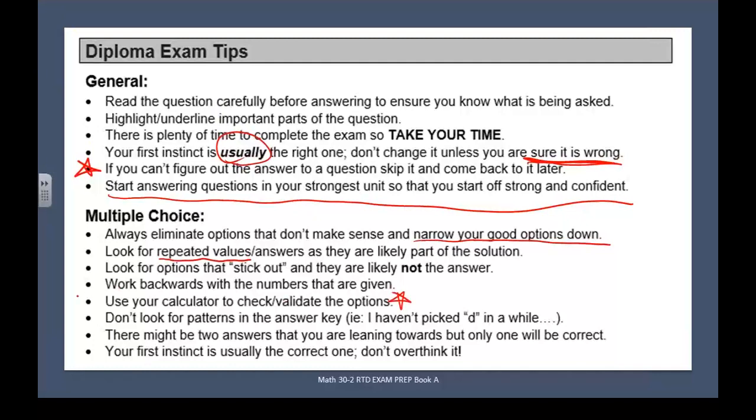I am going to talk to you a lot about this, especially tonight: using your calculator to check or validate the options. A lot of questions are calculator questions, and the 30-2 diploma has calculator questions on it. Calculator questions, I call them gifts. They are gifts. So don't spend lots of time doing a question for 1 mark when you can just put it into the calculator. When I'm teaching you diploma prep, I'm going to be teaching those tips and tricks to you.